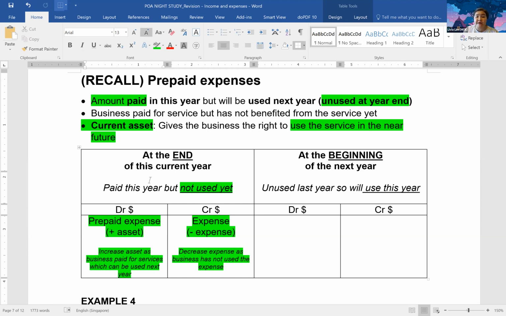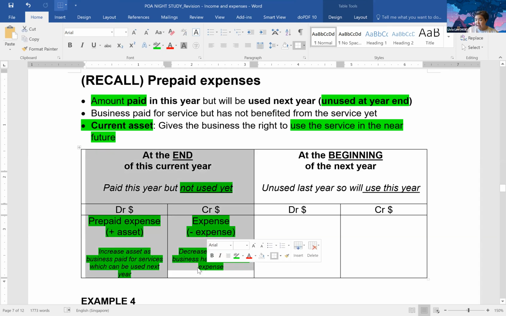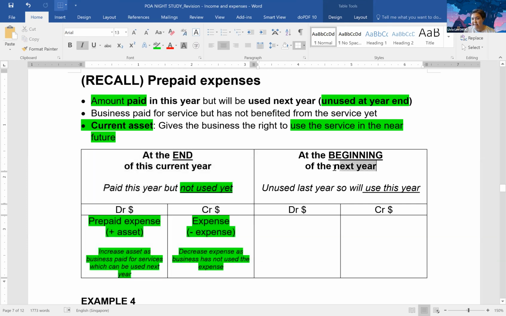Your parents actually paid for an expense but can use it next year. So that is the end of that particular year. Life will go on. The current year will end and we will move on into the next year. At the beginning of next year, your business will say, I remember I have this prepaid expense from last year, I paid $50. I'm going to use it this year.